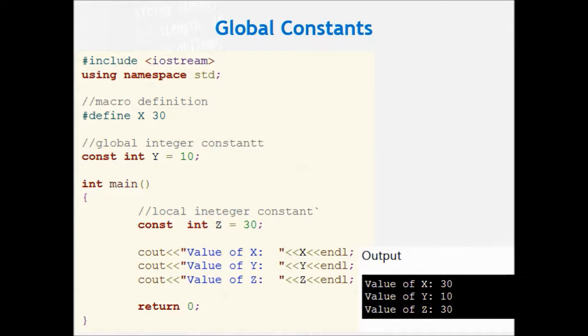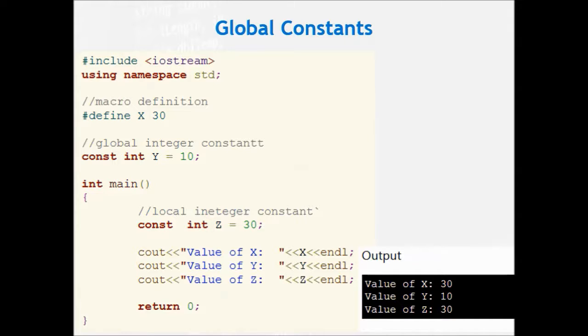Then we start our main program. Int main, and in the main we use another variable with the keyword const. Const int z is equal to 30. Now this const int z equal to 30 is a local integer constant. Then we show the values of x, y, and z.